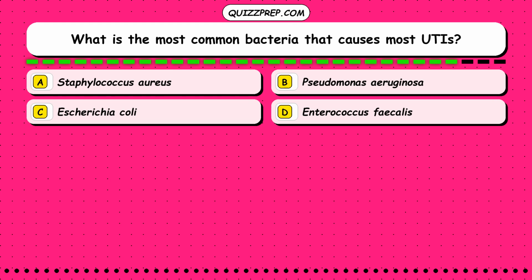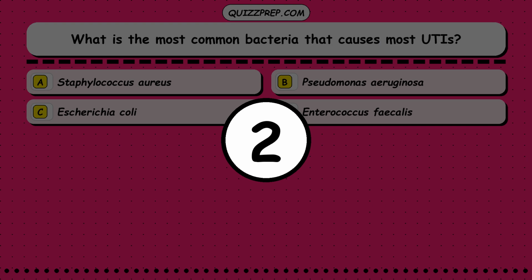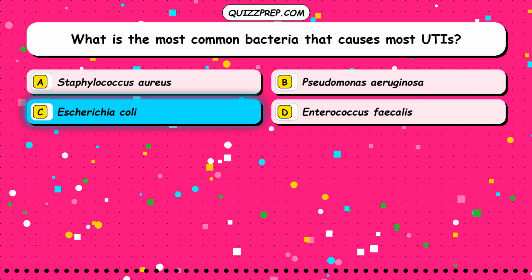Question 288. What is the most common bacteria that causes most UTIs? Option A, Staphylococcus aureus. Option B, Pseudomonas aeruginosa. Option C, Escherichia coli. Option D, Enterococcus faecalis. The correct answer is option C, Escherichia coli.